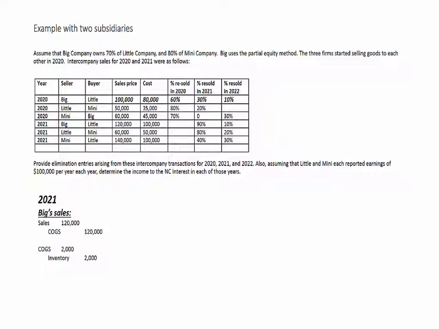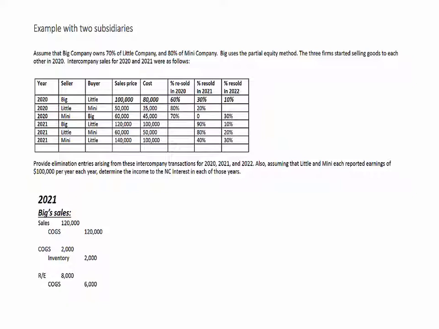So again, let's refer back to that 2020 line. In 2020, Big had a $20,000 gross profit, 60% or $12,000 of which was realized, $4,000 of which was deferred. So we're carrying forward a $4,000 unrealized gross profit. This was a downstream sale, so the non-controlling interest is not involved. Big uses the partial equity method, so they're going to debit retained earnings.